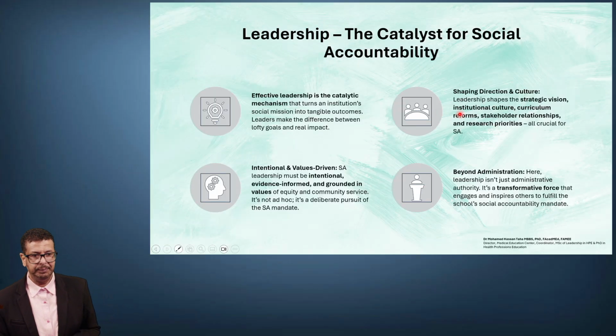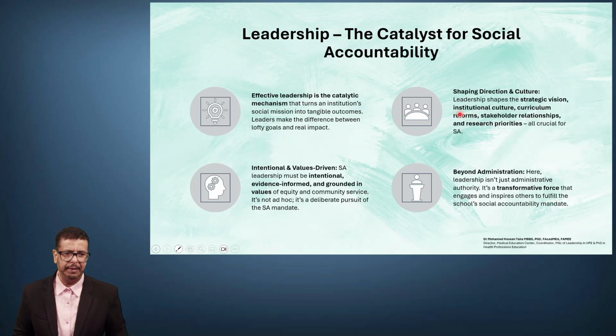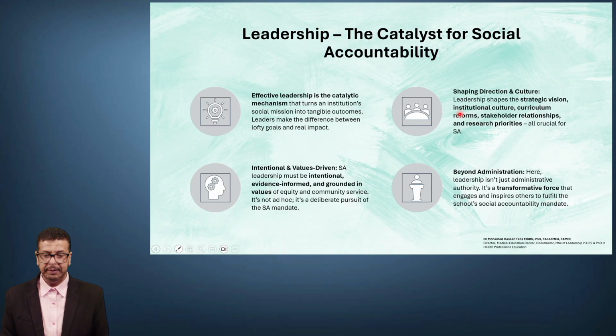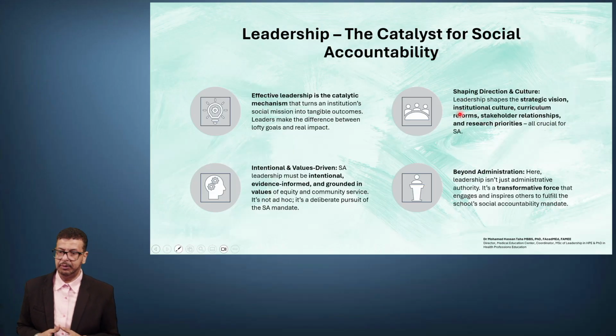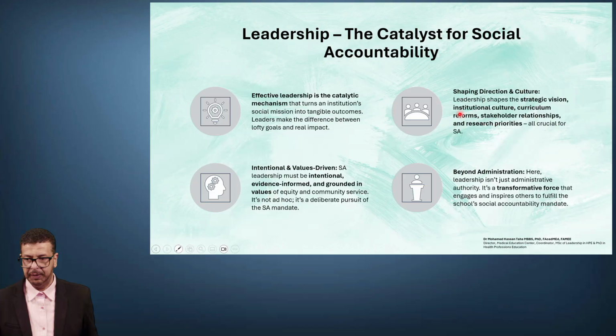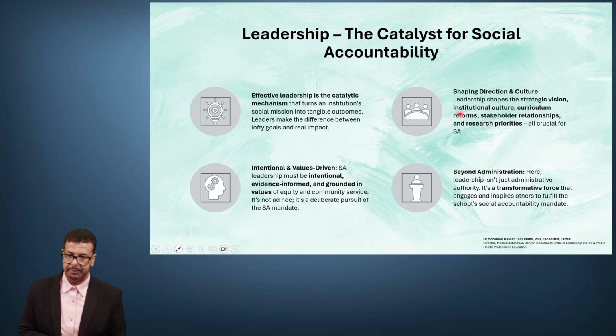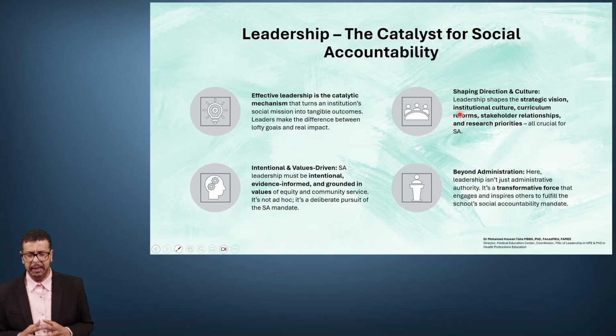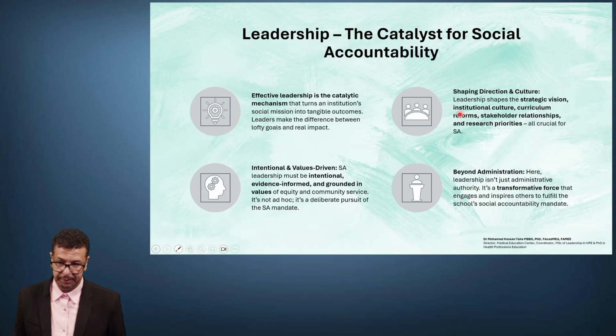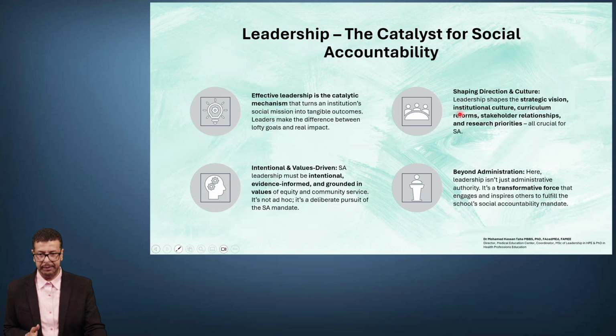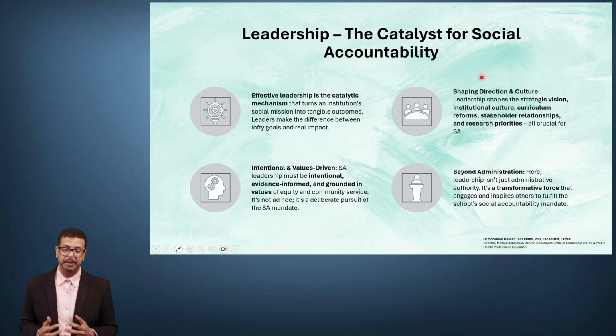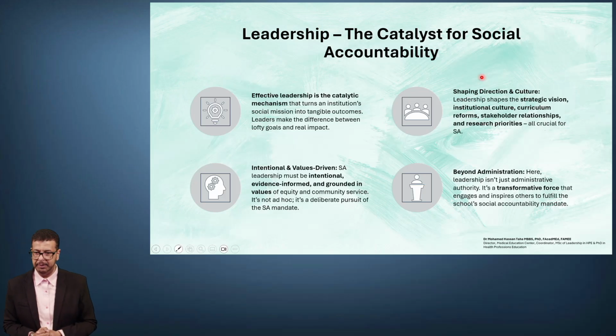A very important point, we need to think about leadership as catalytic mechanism that turns institutions' social mission into tangible outcomes. And leaders make the difference between goals and real impact. And we need to think about how we can shape directions and culture, as leadership shapes the strategic vision, institutional culture, curriculum reform, stakeholder relationship, and research priorities. These are very crucial in social accountability.